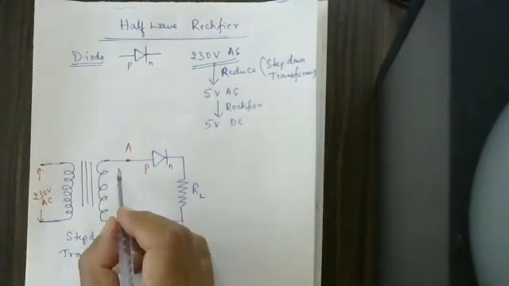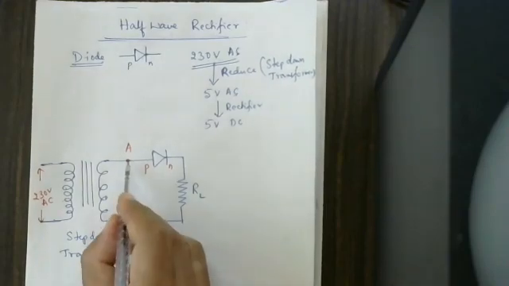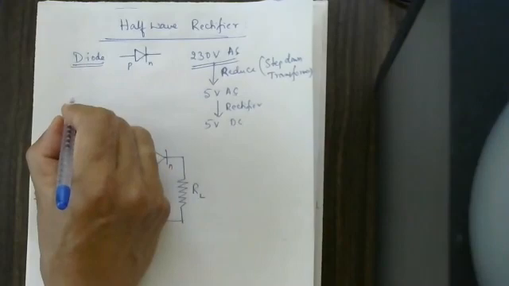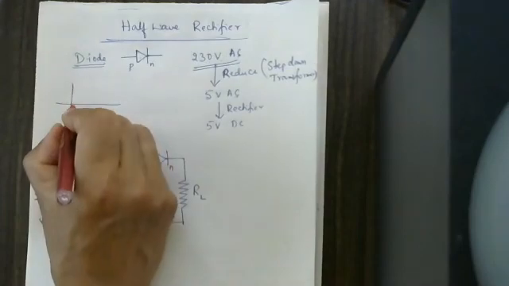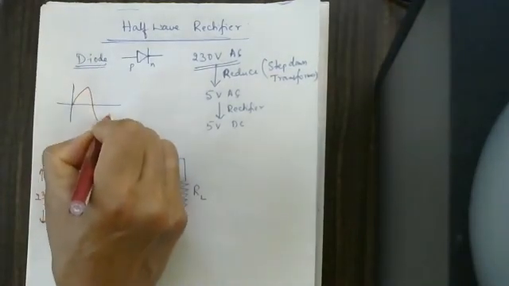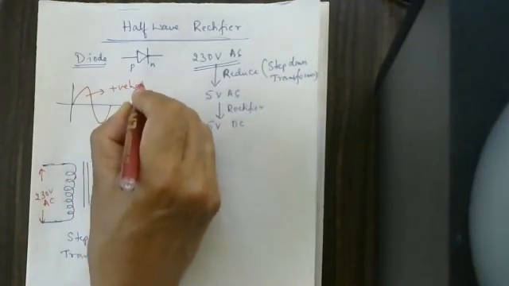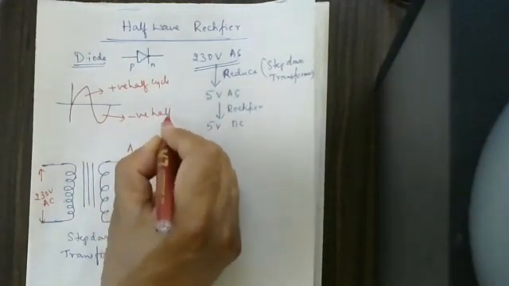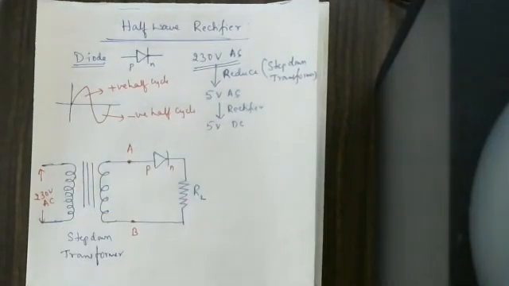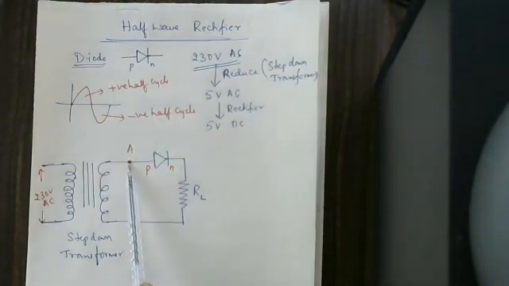At this point, on some occasions it is positive, on some occasions it is negative. Once in a way this is positive, then this is negative. I already told you about this. This is the AC graph. This is the positive half cycle of AC. This is the negative half cycle of AC. During the positive half cycle of AC, this is positive, this is negative, and current is flowing like this.